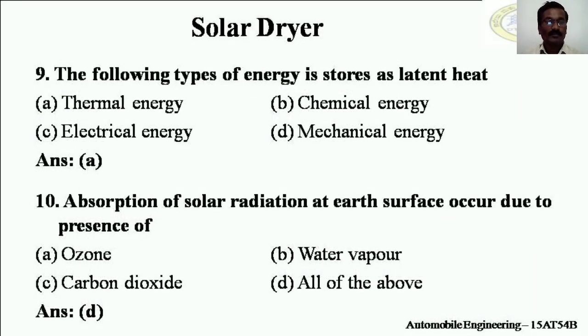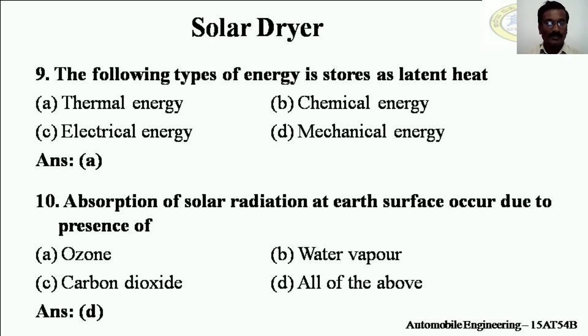Question number 9. The following type of energy is stored as latent heat. Here, first one is thermal energy, then chemical energy, electrical energy, and mechanical energy. So the appropriate answer is thermal energy. These three, chemical energy, electrical energy, and mechanical energy, differ from thermal energy. So thermal energy is related to latent heat. So the answer A is appropriate.